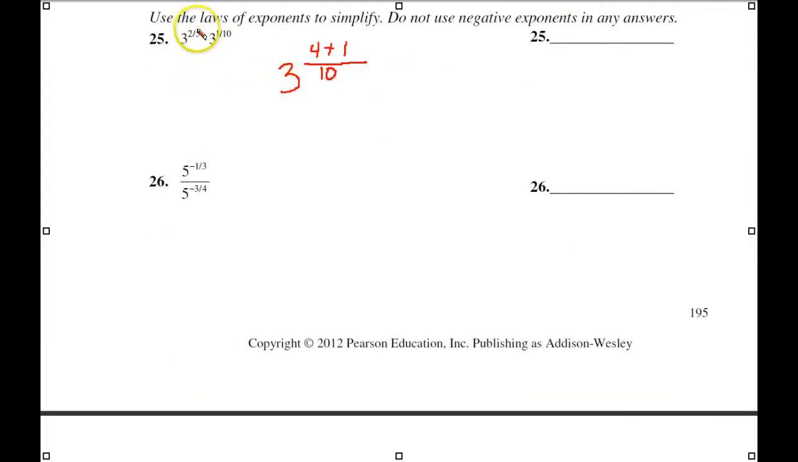In number 25 now, we're going to multiply these. This is 3 to the 2/5, which I'm going to change to 4/10, and 1/10. And again, this is a technique for doing it. This then equals 3 to the 5/10, which is 3 to the 1/2, which is the square root of 3. Now they didn't want us to simplify, so this is an exact answer.